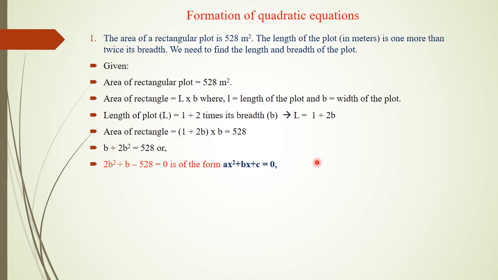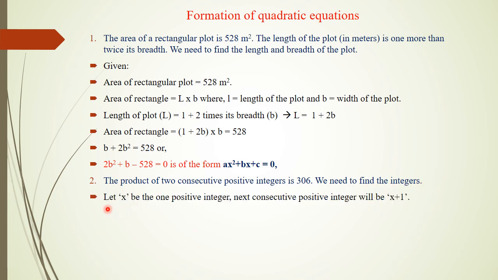Coming to the next question, one more example I have considered here. It says the product of two consecutive positive integers is 306. Now we need to find the integers here, those two integers. Let x be the one positive integer. Now the next consecutive positive integer will be one more than that. That is nothing but x plus 1.